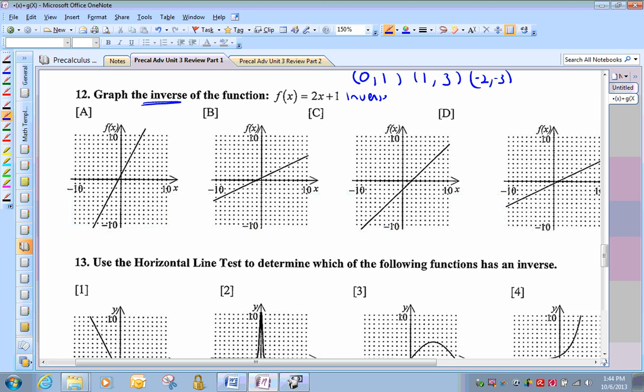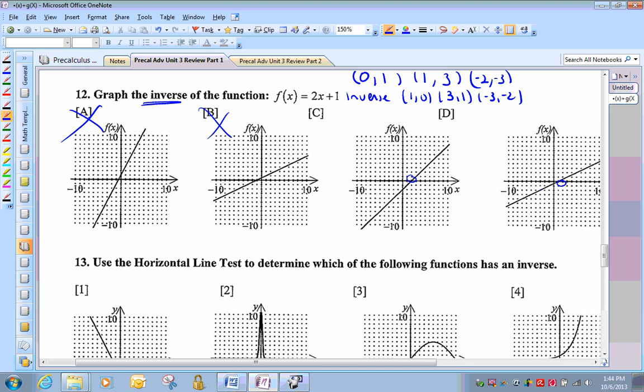For my inverse, I would have 1, 0 on my graph. I'd have 3, 1 on my graph, and I'd have -3, -2 on my graph. All right, let's see which one of these works. Do I have 1, 0? Nope, not on this one. This one doesn't work. Do I have 1, 0? Nope, this one doesn't work. Ooh, do I have 1, 0? Yes, I do right there, but I also have it right there.